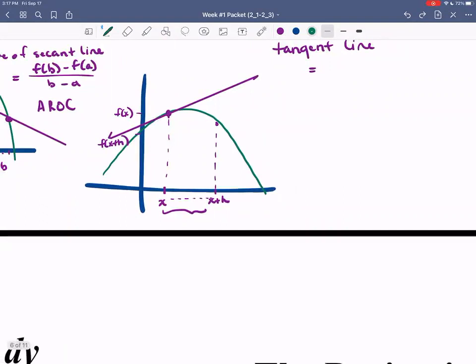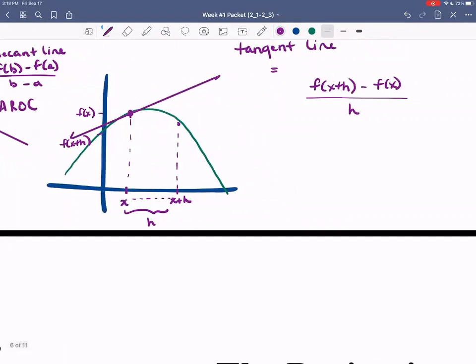So if we did have a little interval here, x to x plus h, the slope would be f of x plus h minus f of x all over just h, because our denominator is x plus h minus x. The x's cancel and we just get h. So that would be the slope of the secant line between the points x and x plus h. If we want the instantaneous rate of change, we need to find this quotient as h goes to 0.